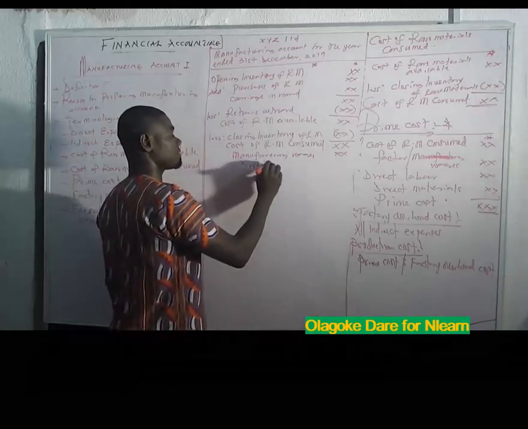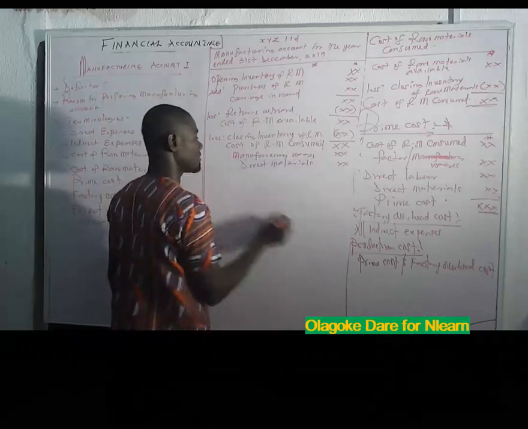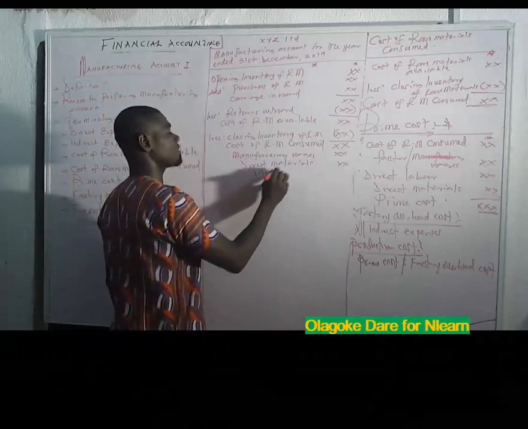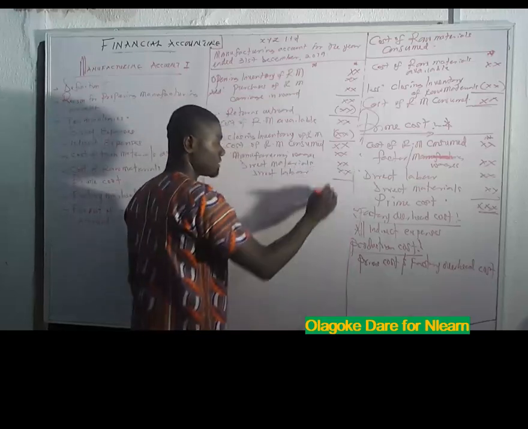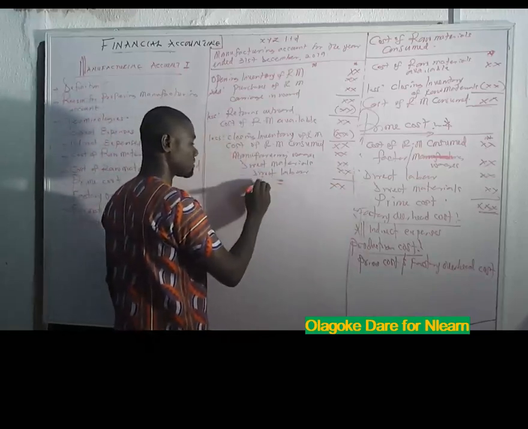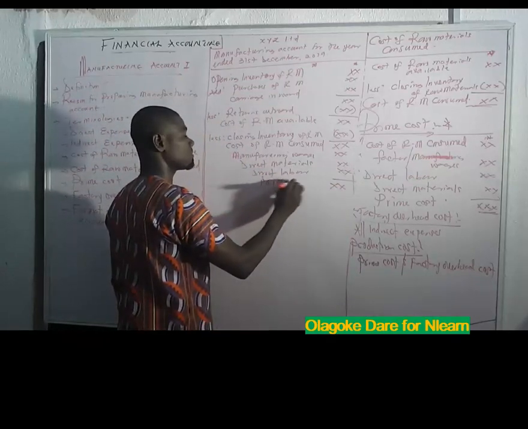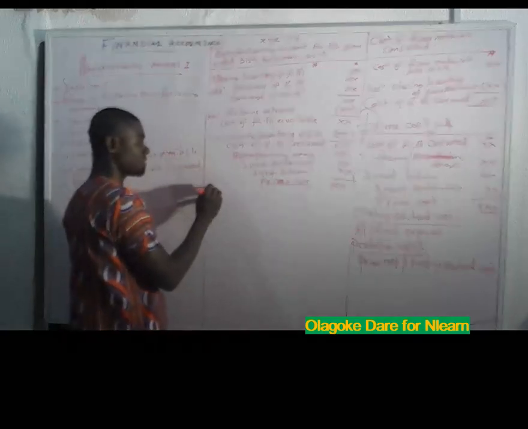I have my direct materials. I have direct labor. So if I add all this, what I have here becomes my prime costs. Then my factory overhead costs.